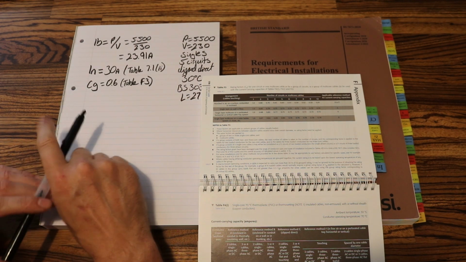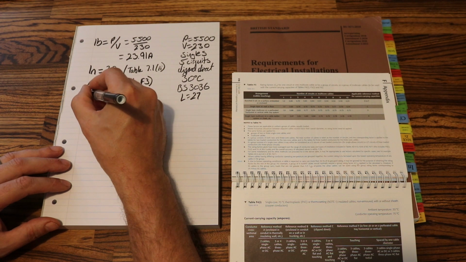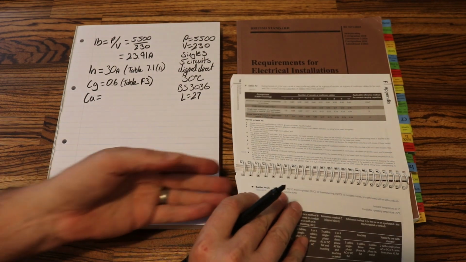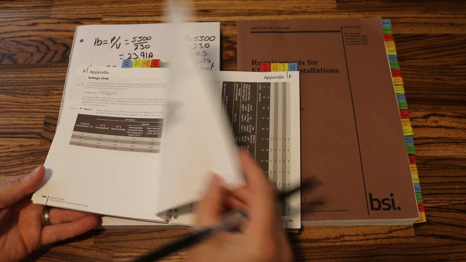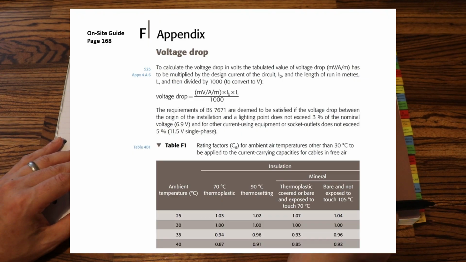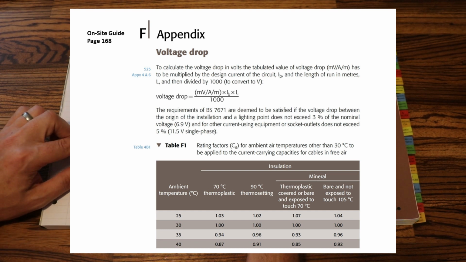And our next C factor, it gave a temperature, didn't it? An ambient temperature of 30 degrees. So that is CA. So our CA table, I believe it's just a page beforehand. On page 168 we've got table 1F. And you'll see column 1 is ambient temperature. Column 2 is 70 degree thermoplastic cable. Column 3 is 90 degree thermosetting cable, and columns 4 and 5 are mineral insulated cable.